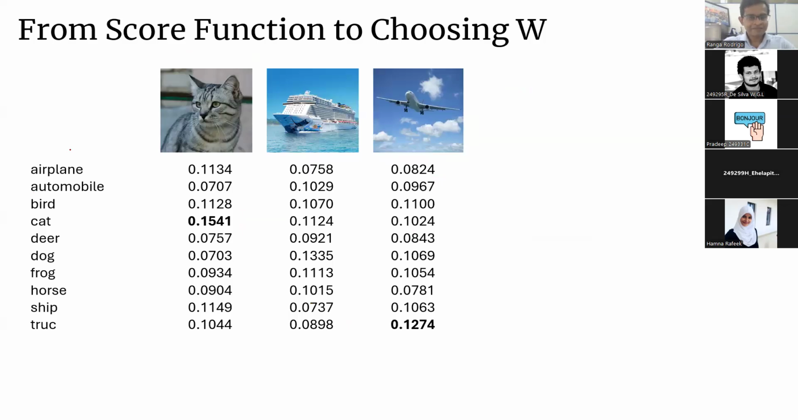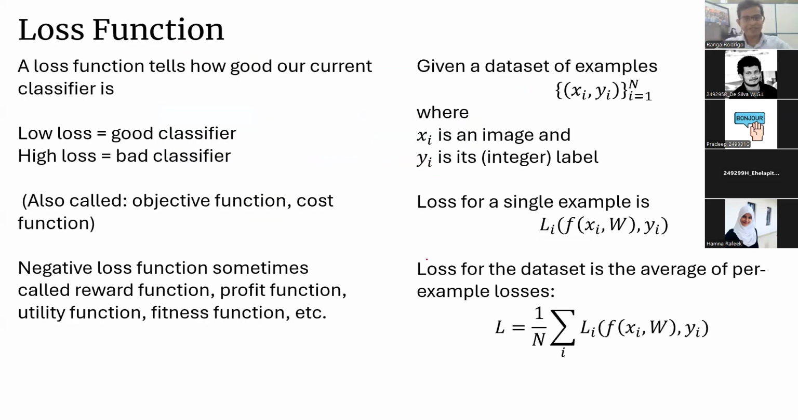Okay. Yeah. Forget about that slide. This is wrong. Okay. A loss function tells how good our current classifier is. If the loss is low, it's a good classifier. If the loss is high, a bad classifier. So this is also called the objective function, cost function, and so on. Sometimes a negative loss function is called the reward function, profit function, utility function, fitness function, and others.